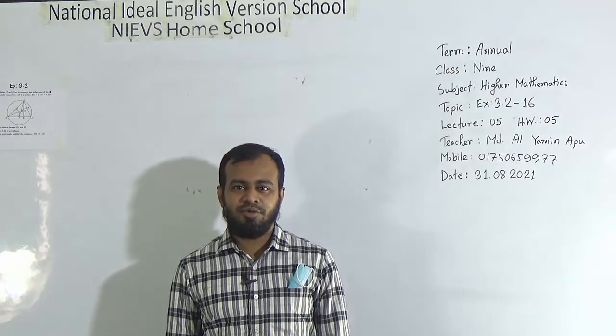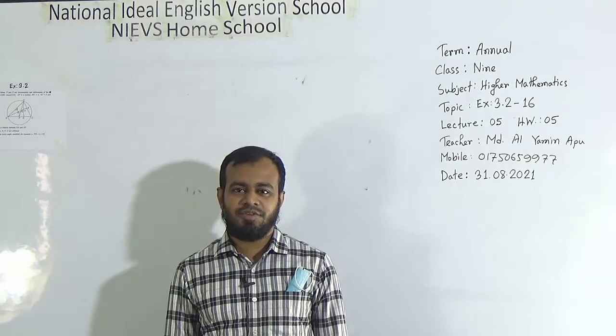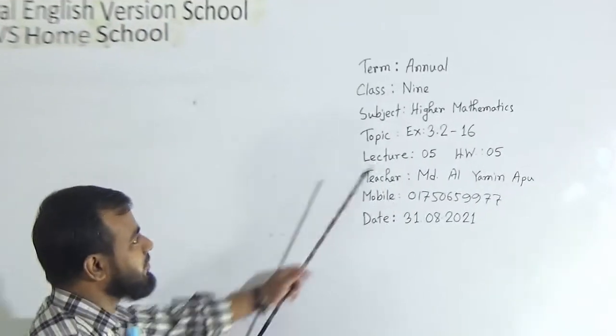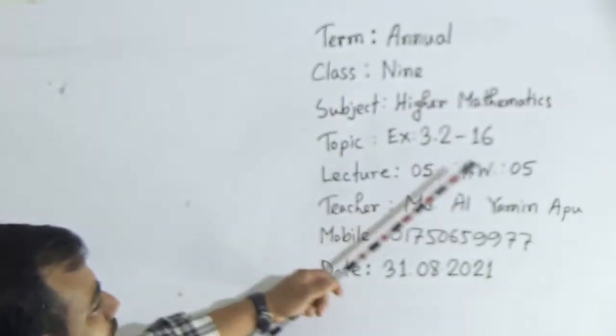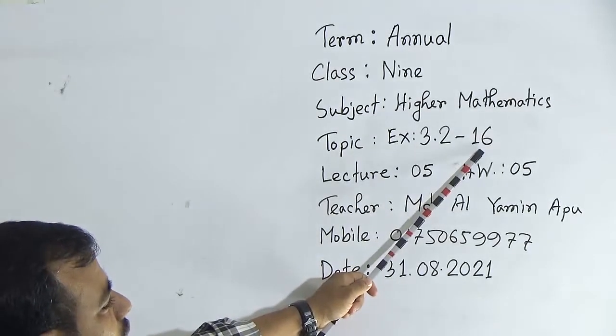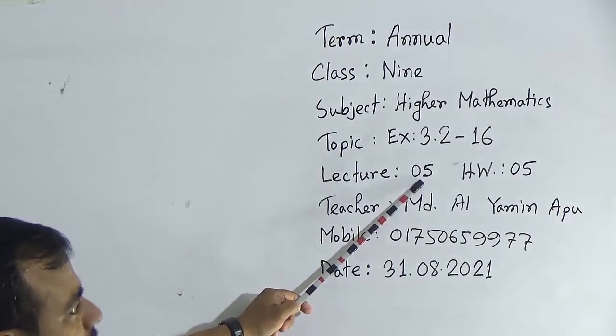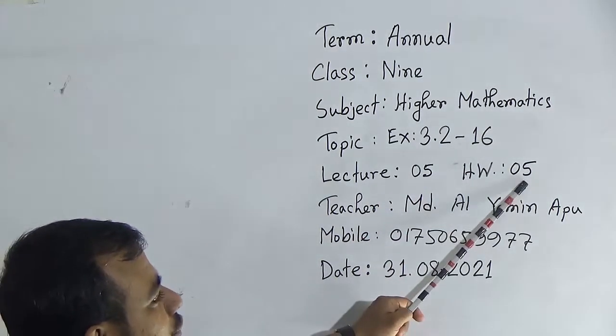Dear students, I am going to take a higher math class today for the students of class 9. So let's start our class, okay? Today's topic is exercise 3.2, question number 16. It's a CQ question, okay? The lecture number is 5 for the annual term examination, and you have a homework. Your homework number is also 5.